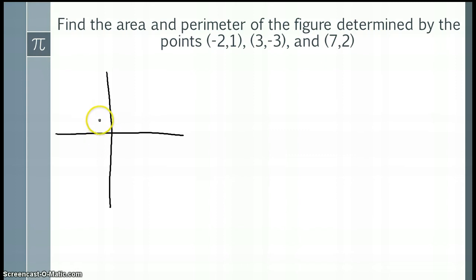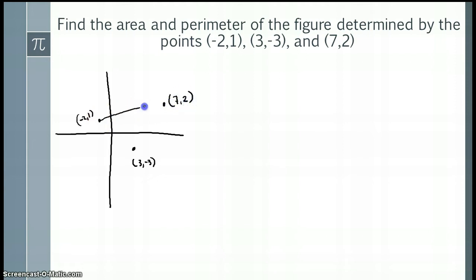So -2, 1 is going to be about here. I went left 2 and up 1. If I go to the right 3 and down 3, that's going to give me this point. And 7, 2 is going to go to the right 7 and up 2.